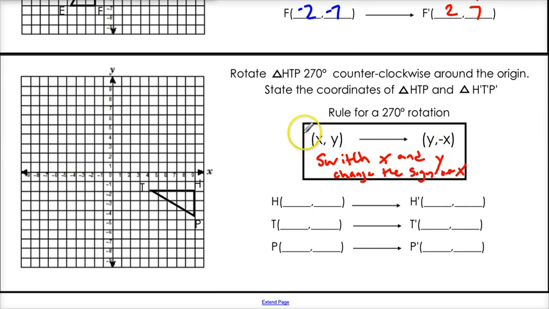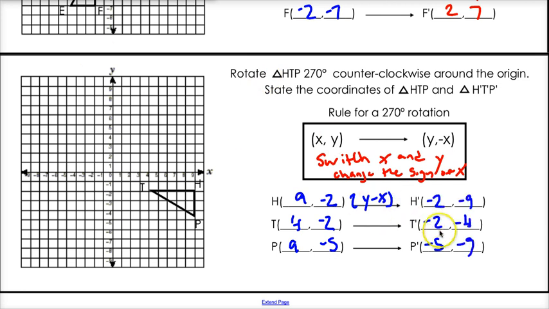So I'm going to write down the coordinates. Let's see. So H is 9, -2. T is 4, -2. And P is 9, -5. All right? Try using this rule and see if you can put the coordinates there yourself. Pause the video. I said pause the video.